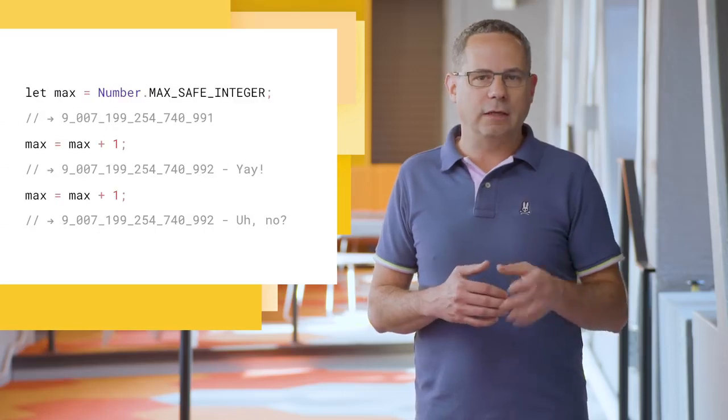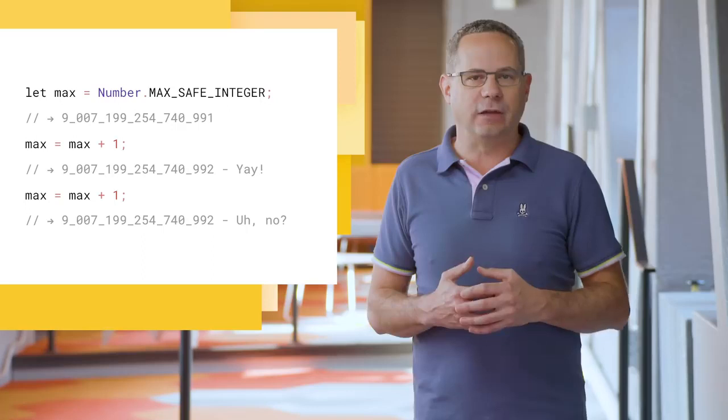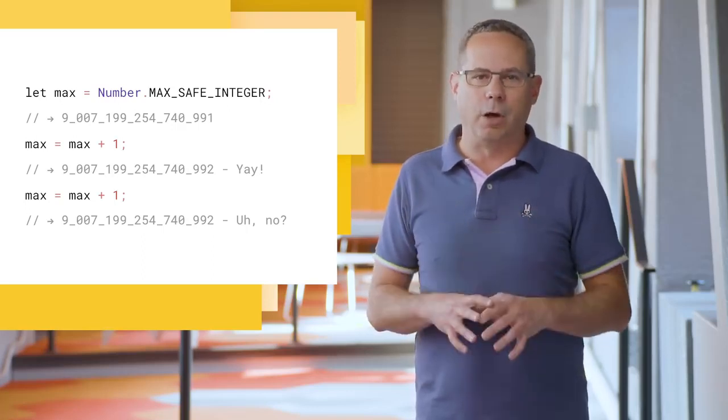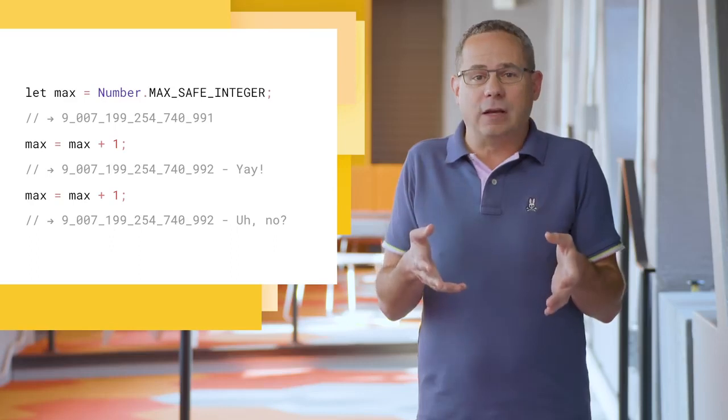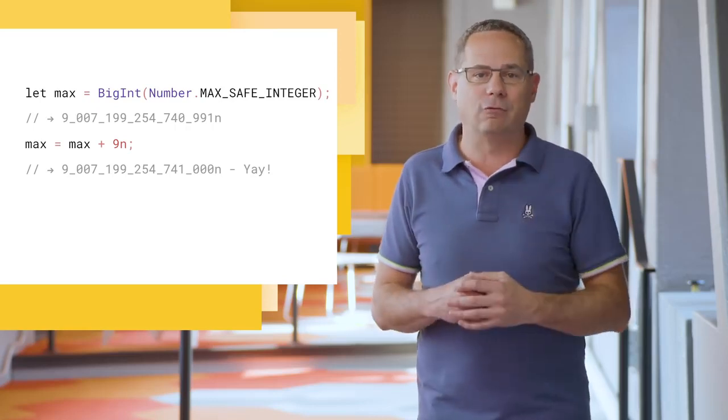BigInts are a numeric primitive in JavaScript that can represent integers with arbitrary precision. Large integer IDs and high accuracy timestamps can't be safely represented as numbers in JavaScript, which often leads to real-world bugs because we end up representing them as strings instead. With BigInts, we can safely store and perform integer arithmetic without overflowing.